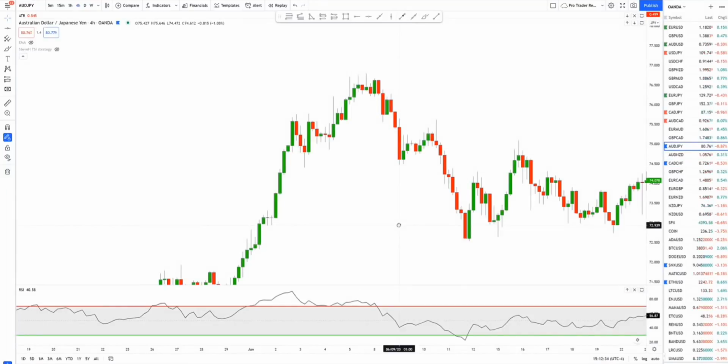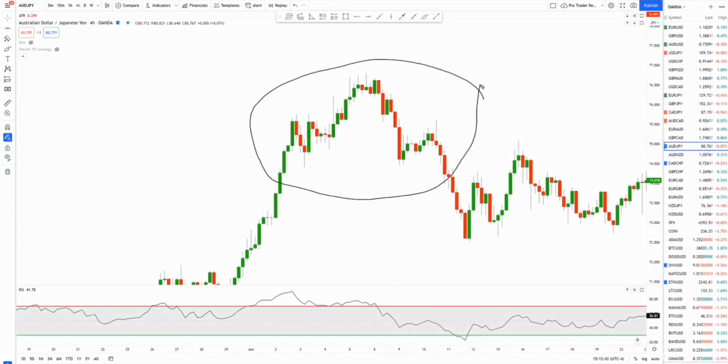Okay, here we are on the 4-hour chart of the Aussie yen. I want you to see if you can spot the head and shoulders pattern here. Hopefully you were able to. It is right here. Quite easy to see this one. It's nearly a perfect head and shoulders pattern.